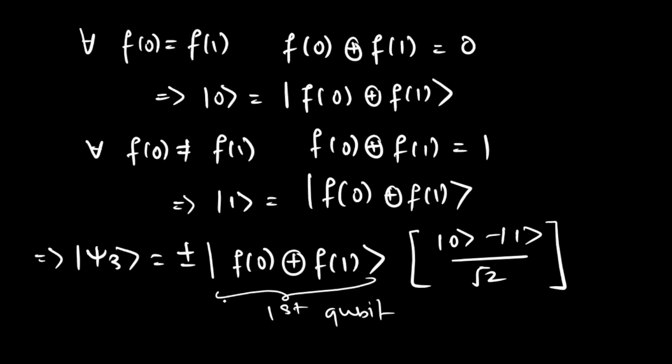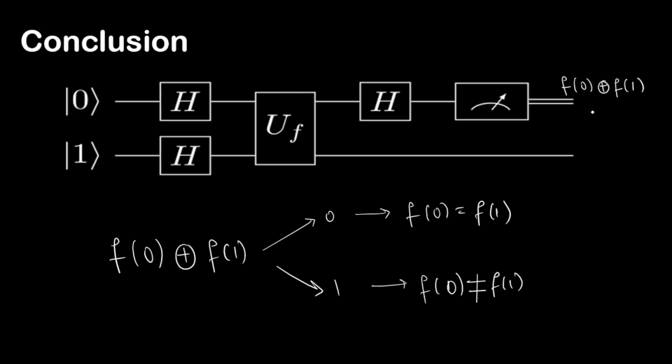So if you measure the first qubit of psi3, that is f(0) XOR f(1), as shown in this diagram, the result of this will be either 0 or 1. So if f(0) XOR f(1) gives us 0, this will imply that f(0) is equal to f(1). Otherwise, f(0) would not be equal to f(1). That means we have only taken a single measurement, which implies the quantum circuit representing the Deutsch algorithm has given us the ability to determine a global property of the function, namely f(0) XOR f(1), using only one evaluation of f(x).